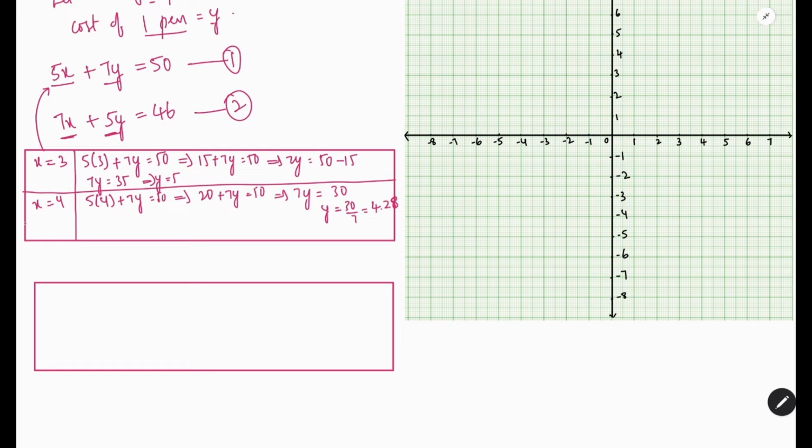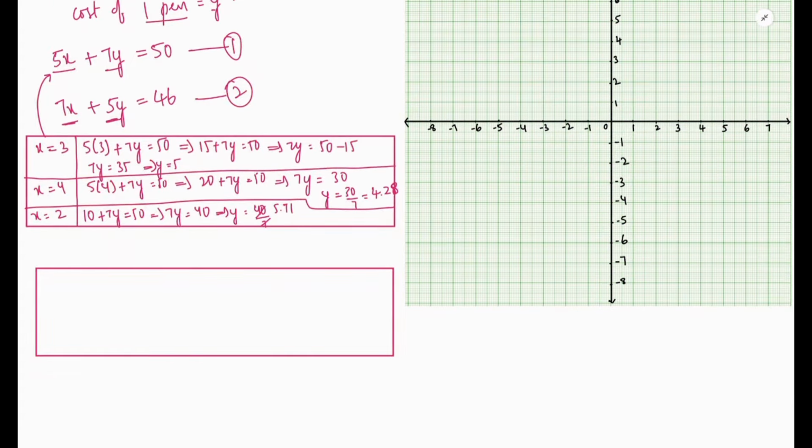Now if we take x as 2, 5 2s are 10 plus 7y equal to 50. So 7y equal to 50 minus 10 is 40. So y equal to 40 by 7. 7 5s are 35, 7 7s are 49, so it is 5.71.